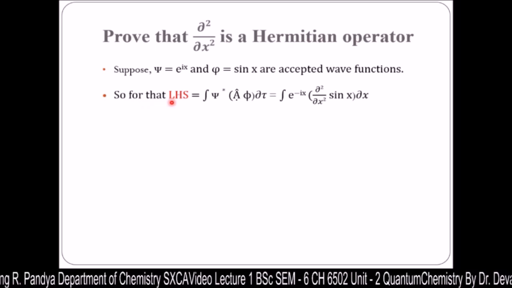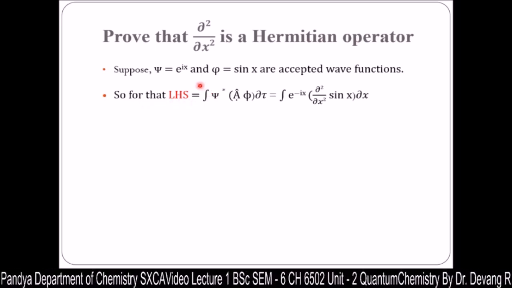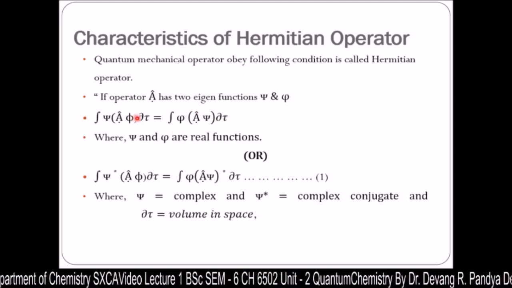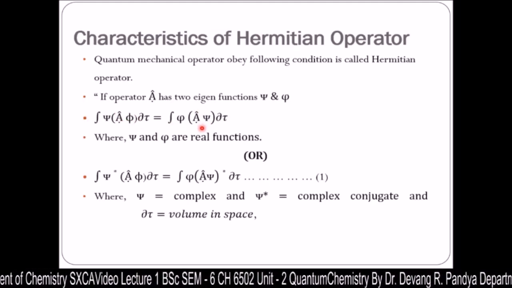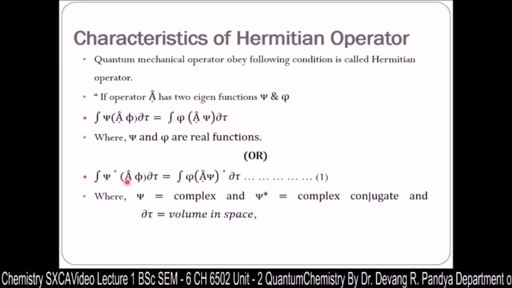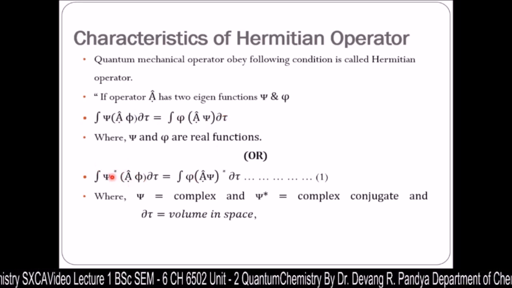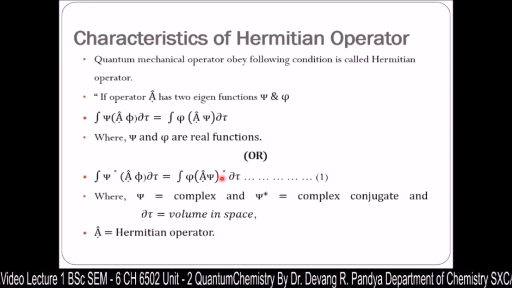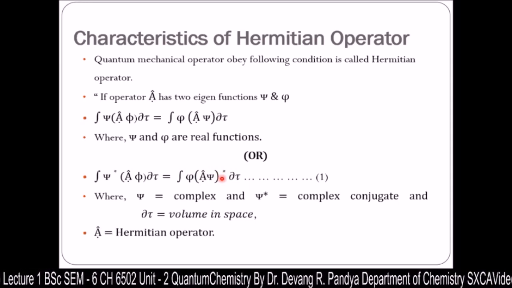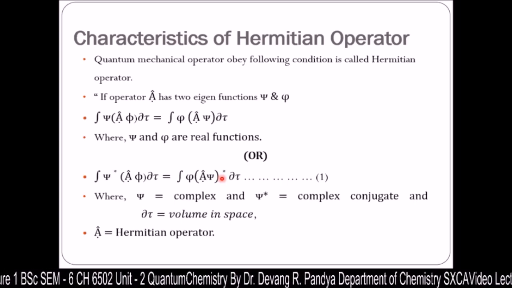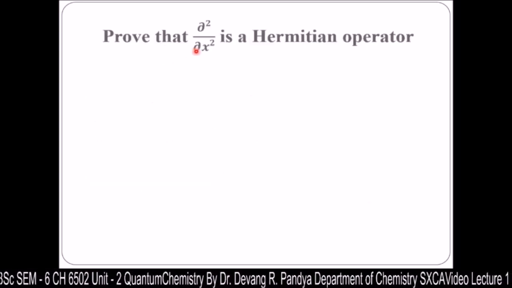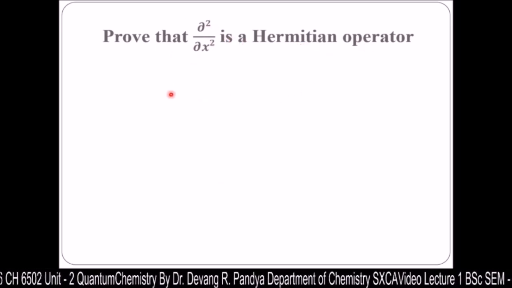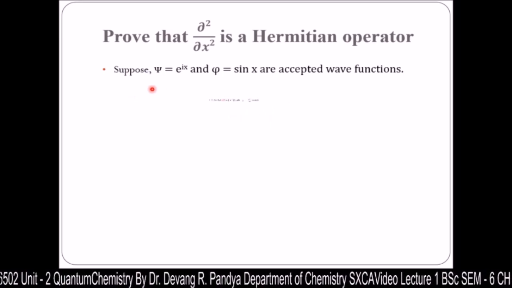So for that, let's say in the previous case, this part is called the left hand side and this part is called the right hand side. Similarly, this part is called the left hand side and this part is called the right hand side. So that we are going to indicate here in the proof that d square by dx square is a Hermitian operator. There we are going to use left hand side and right hand side.